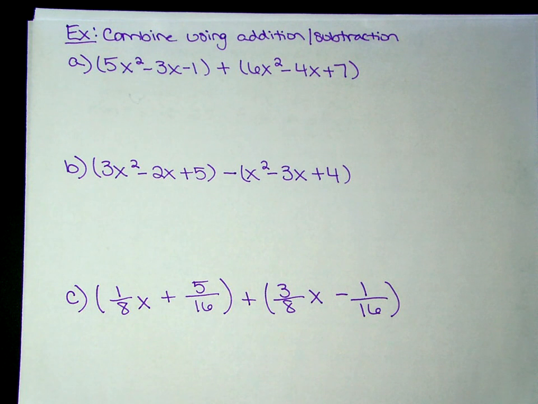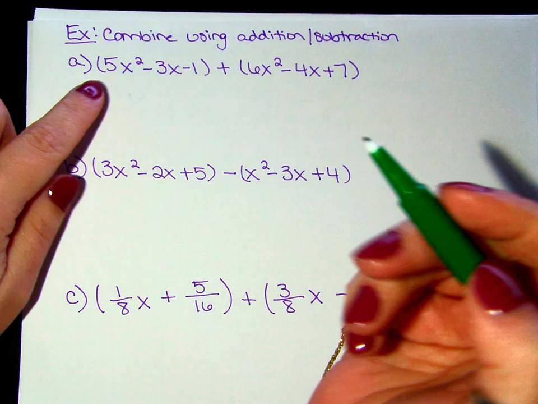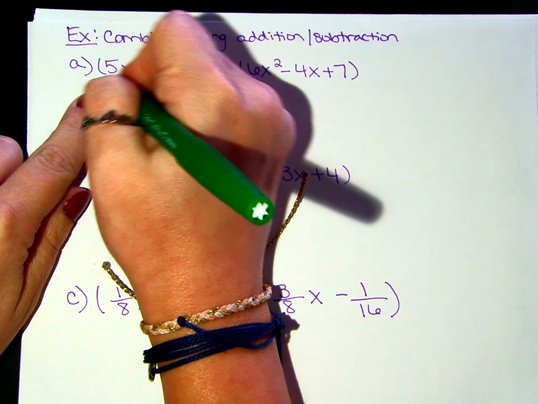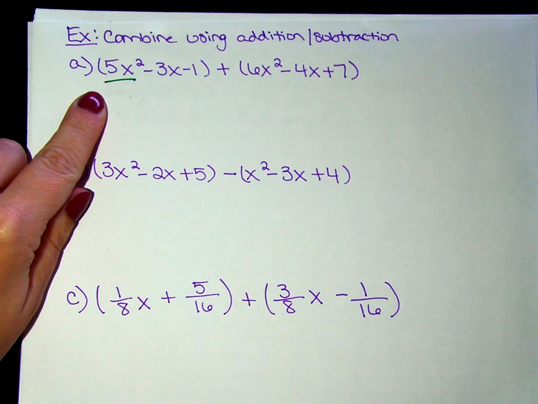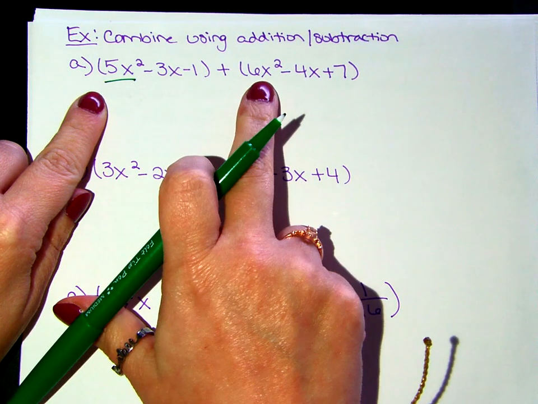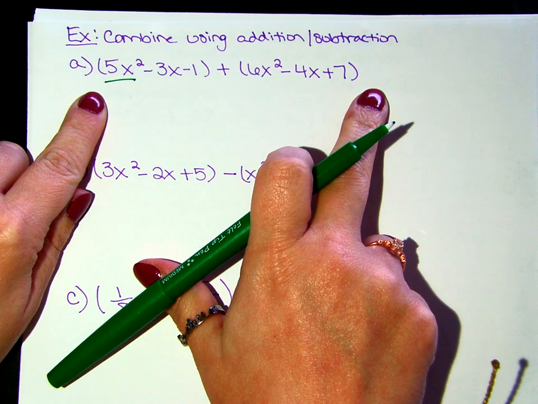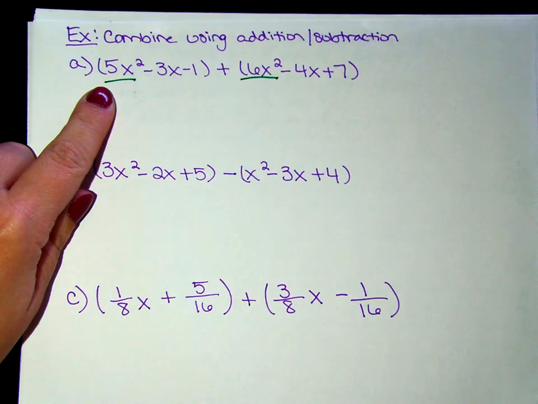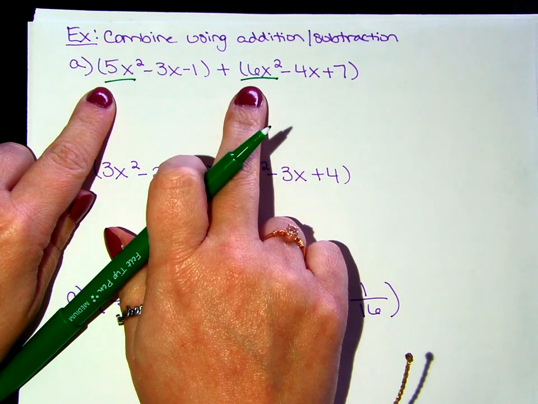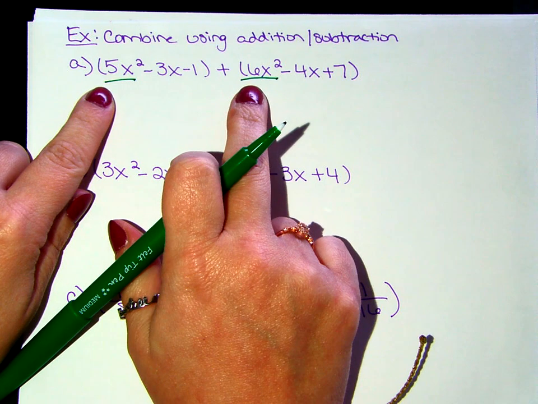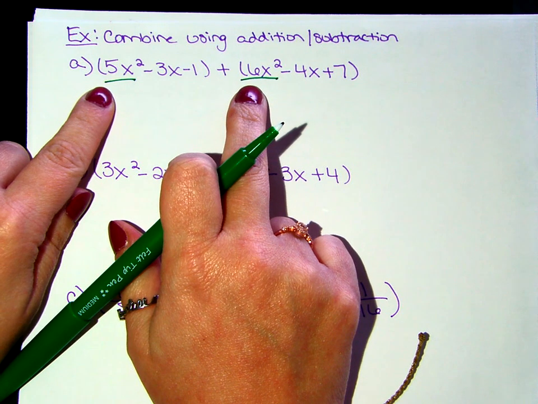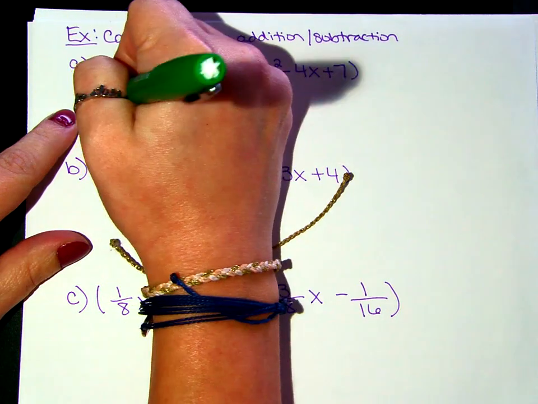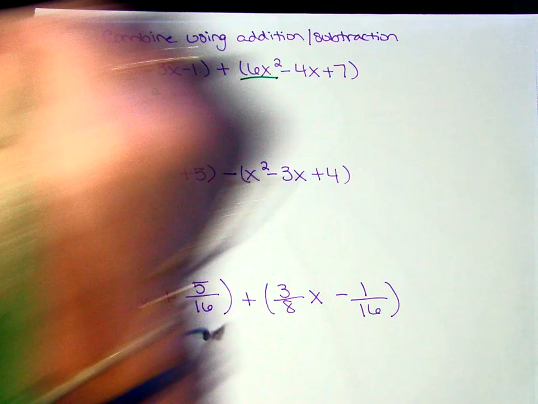So if I'm looking at these, the first term that I hit is 5x squared. That has an x squared term. So then I'm going to go through all of my other terms and look to see if I have another x squared term. I do. So I'm going to take 5x squared plus 6x squared. When you add or subtract with like terms, you're just adding or subtracting those coefficients, the numbers. So 5 plus 6 is 11. The variable stays the same.